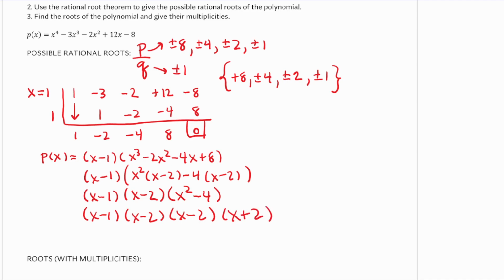Okay, and that's as far as I can go. So I'm saying the roots with their multiplicities. This one will give me x equals 1. That's going to have multiplicity 1, but I'm just going to call that a single root, and I'll write all those in at the end.